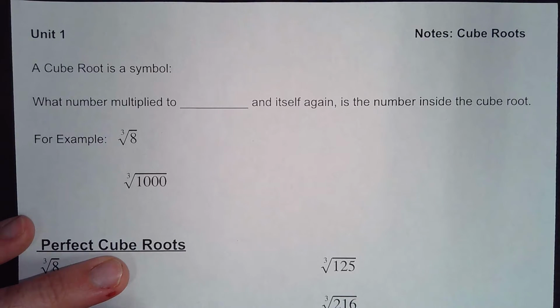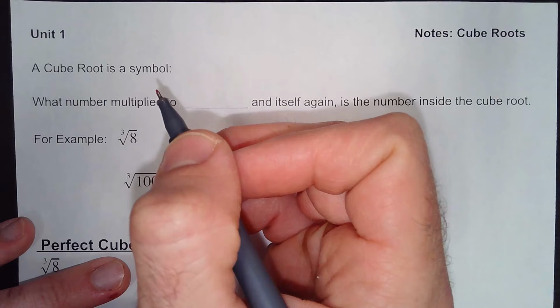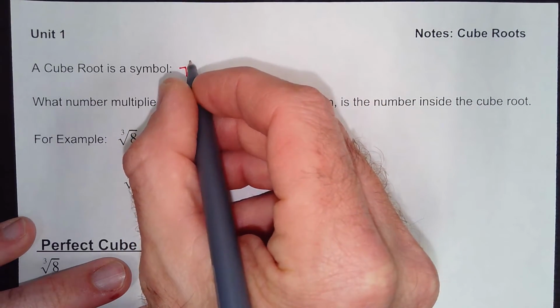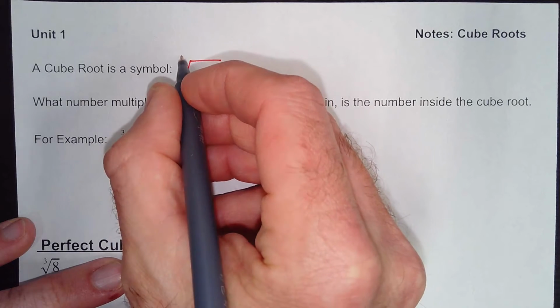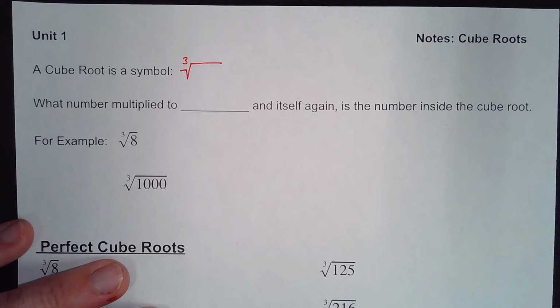Today we're going to be starting our second lesson in Unit 1, and we're going to be talking about cube roots. So first of all, we should understand what the symbol or notation looks like for a cube root. It looks just like our square roots from yesterday's lesson, except we put a little 3 up there for a cube. Now, what does a cube root mean? How do we find a cube root?